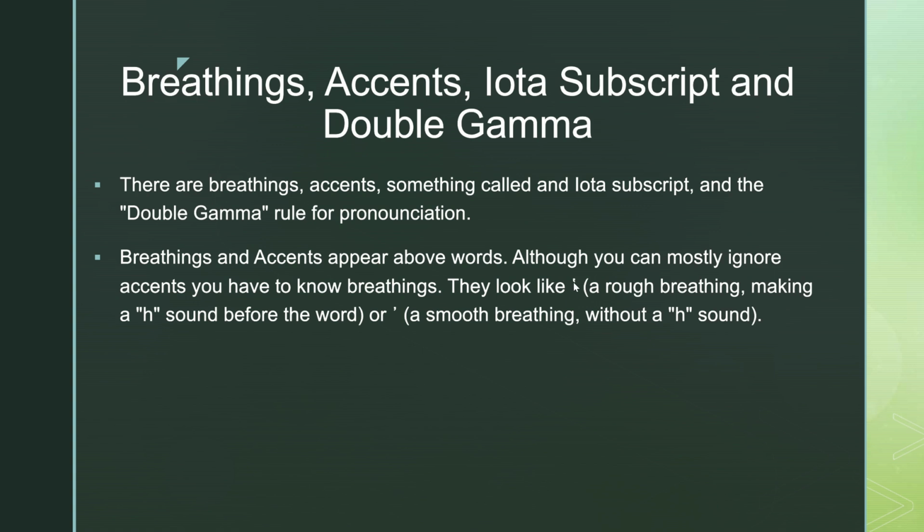A rough breathing looks like this, a comma going the other way, and makes the h sound before the word. A smooth breathing looks like this, a comma going the right way, without making an H sound. So what does it sound like making an H sound? For example, if it's an A with a rough breathing, it sounds like ha. With a smooth breathing, it will sound like ah. But what's the point with a smooth breathing if it doesn't do anything? Well, obviously it doesn't do anything.